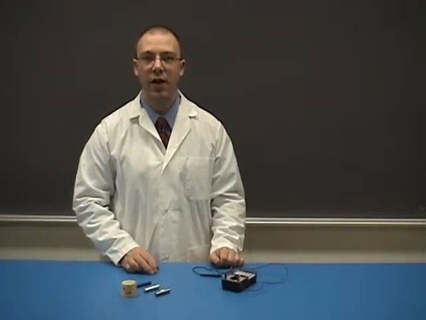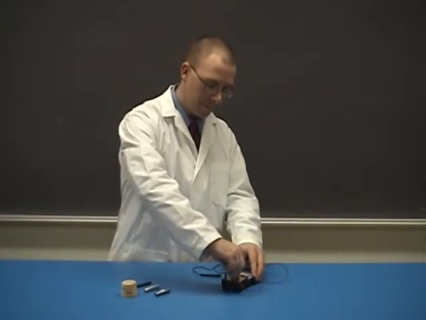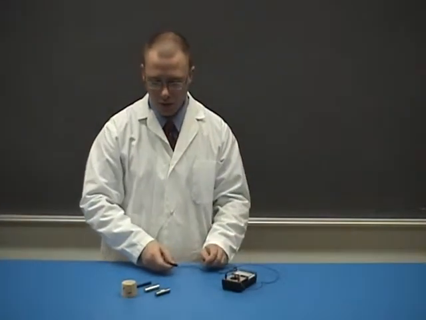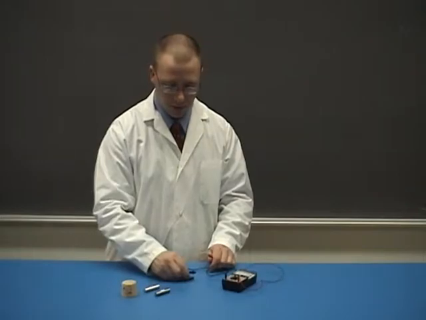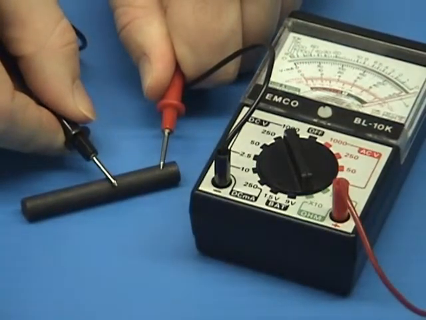Solids can be identified according to their characteristic properties. Test 1, electrical conductivity. Turn on the multimeter. Without letting the electrodes touch one another, bring them in contact with the object to be identified. If the needle moves, the substance conducts electricity.